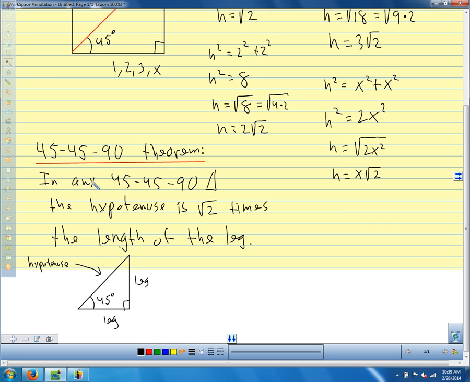So what I want to do is we'll draw a picture. We'll get a nice visual of how this works, so we can remember how this works to solve problems. What this lets us do is shortcut the Pythagorean theorem. We don't have to use the Pythagorean theorem every time on a 45, 45, 90 triangle because it's half a square. And it's always going to work out this way.